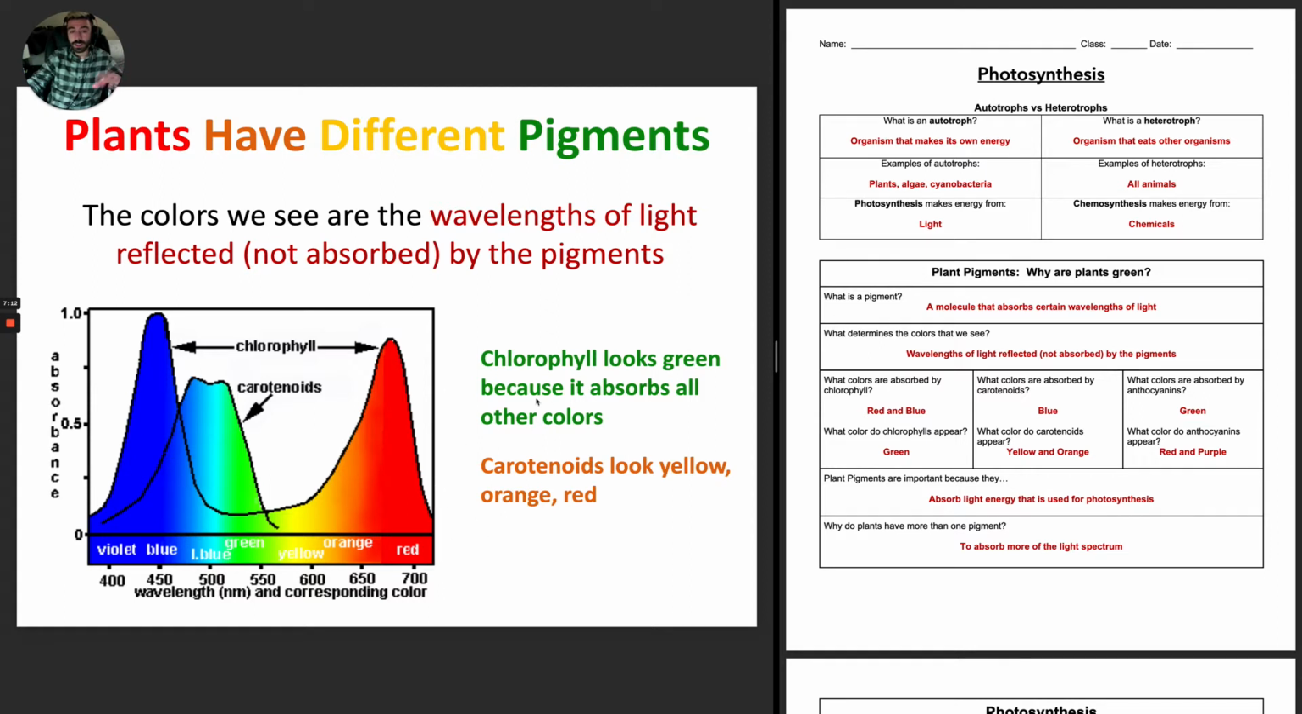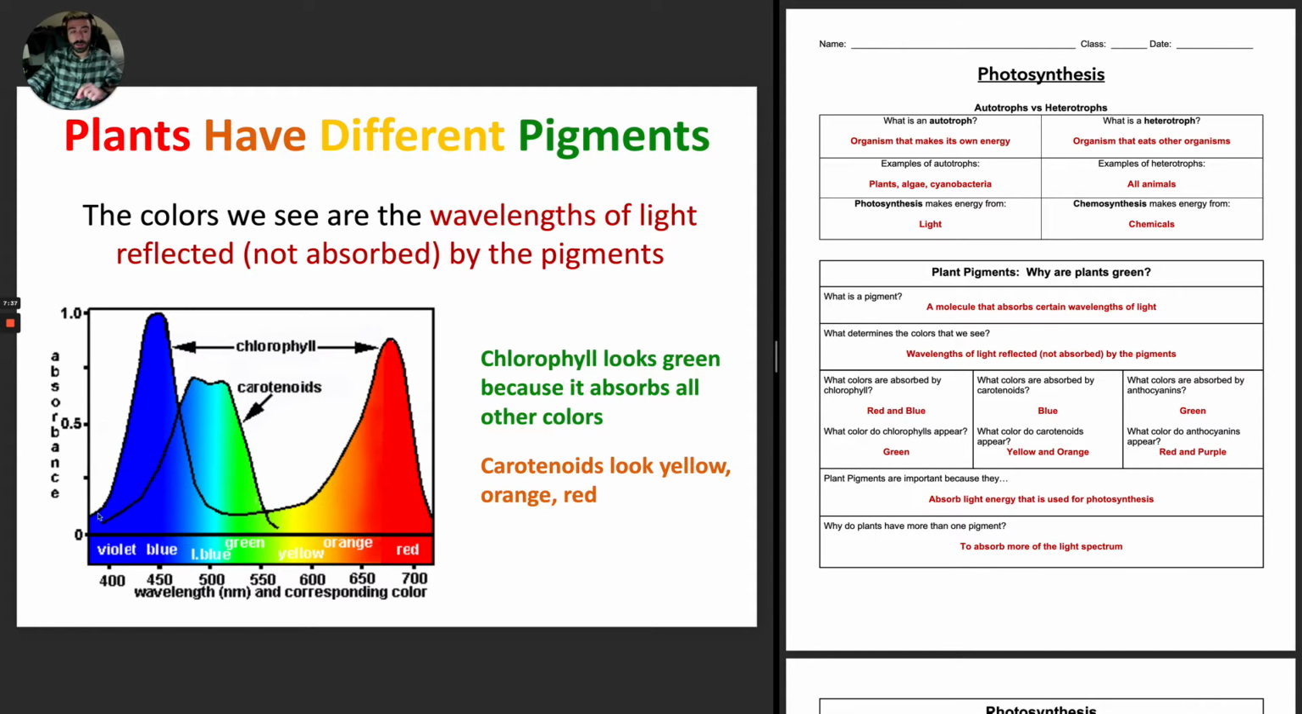And so to start as an example here, the main pigment in plants, well, first off, if you think plants, you immediately think green, because plants are almost always green, right? Why are they green? So plants have a pigment called chlorophyll, and it looks green because it absorbs every color of light other than green.